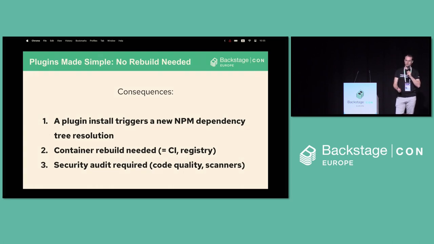Each plugin install triggers an NPM dependency tree resolution, which means I get my dependencies updated. I need to do a security audit. I need to do a container rebuild. I need to maintain a base image with the Node.js runtime, so I need to have a security audit for that as well. And I need to have CI enabled. I need to have a Docker registry somewhere for my private image and whatnot. So all of this is extra work that I need to put in to personalize Backstage. And that's a consequence for the end user, right? For a Backstage adopter.